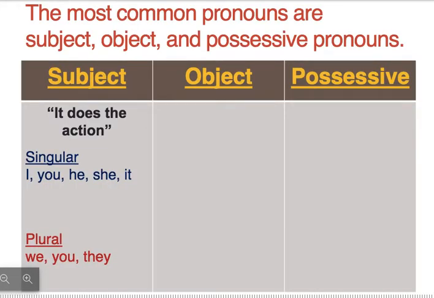Subject pronouns: it does the action. In a sentence, we say that the subject is who or what the sentence is about, who or what is doing the action in the sentence. So a pronoun that does the action in a sentence is considered a subject pronoun. Singular examples, so they're referring to one person or one thing, would be I, you, he, she, and it. Plural, meaning that they're referring to multiple people or multiple things, would be we, you, or they.